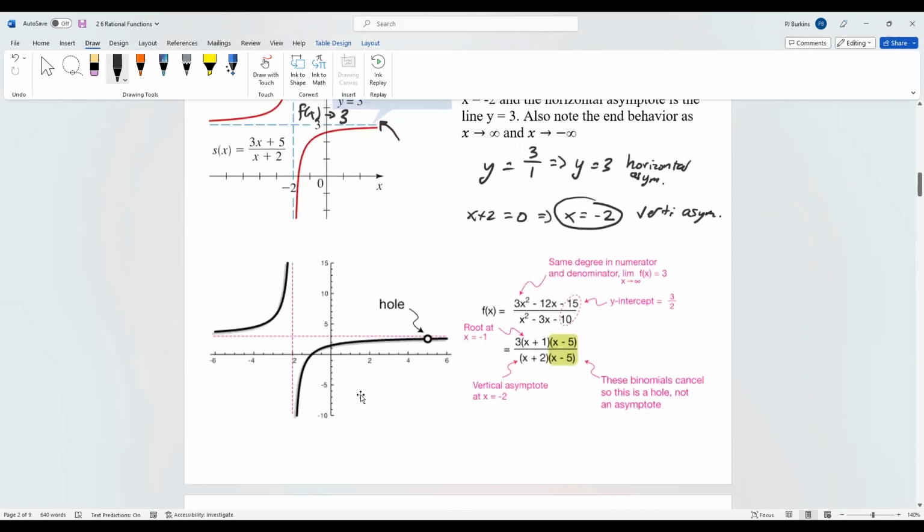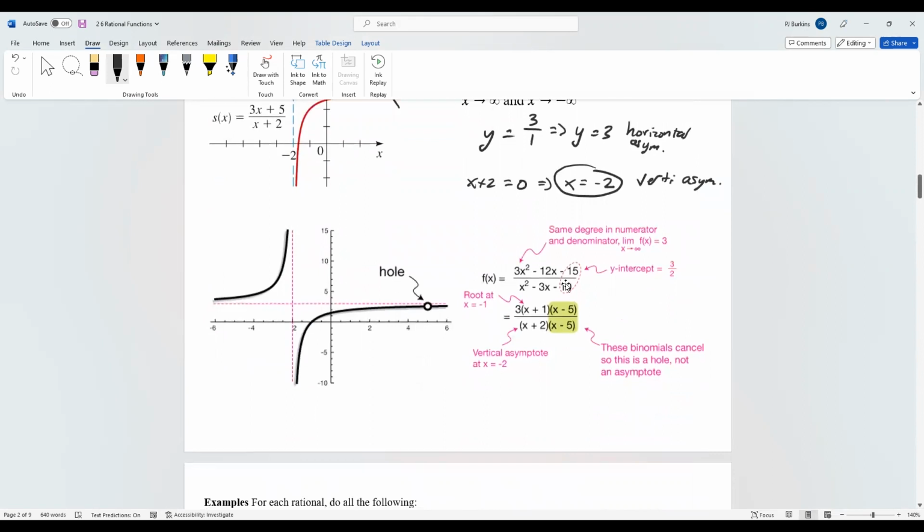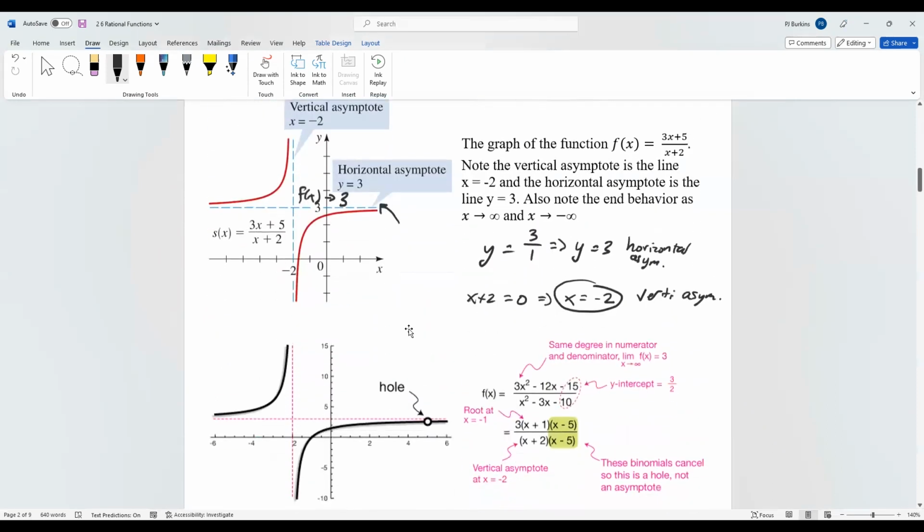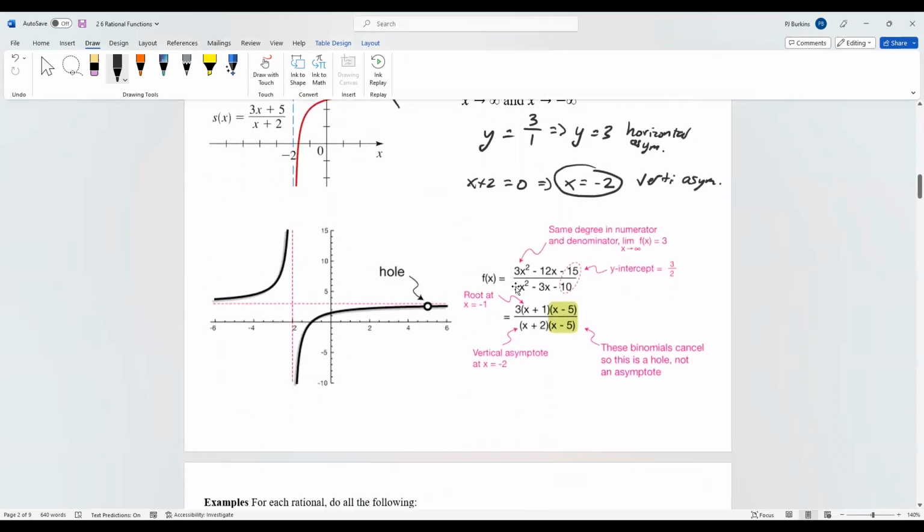All right. The last example here is a little bit more complicated. The numerator and denominator have the same degree. Therefore, the leading coefficients tell us what the horizontal asymptote is. So that would be 3 over 1. So this line right here is y equals 3.